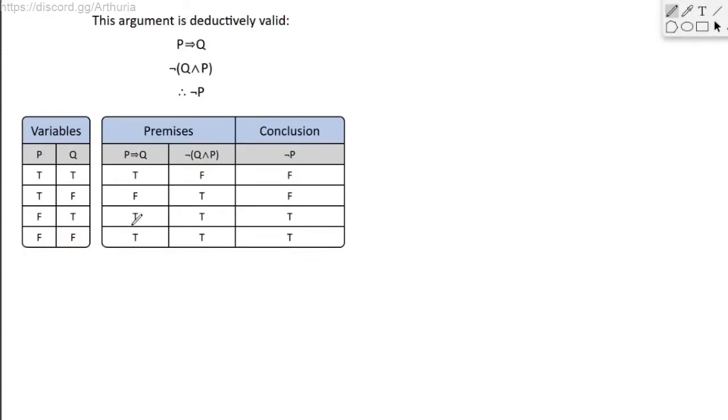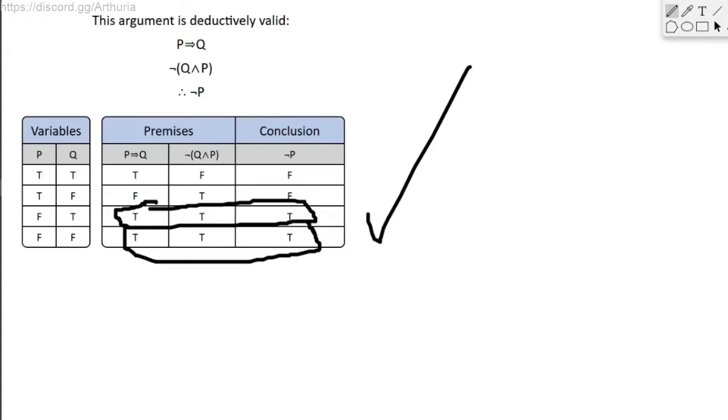In this example, I have two lines that are of interest. And in both these cases, it turns out that my conclusion is true. So this is valid. This is good. Now, let's do a case where that doesn't happen. Let's say if P, then Q, not P, ergo not Q.